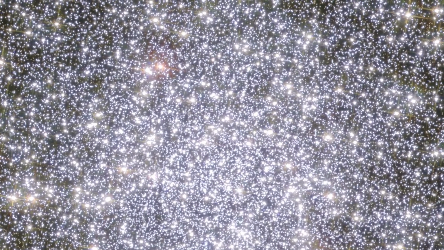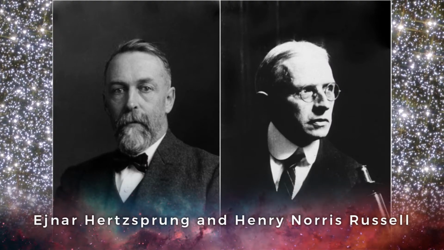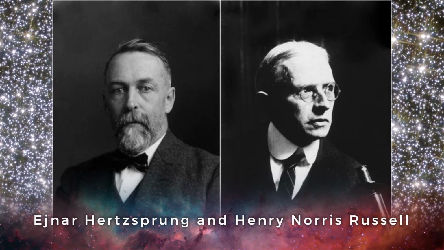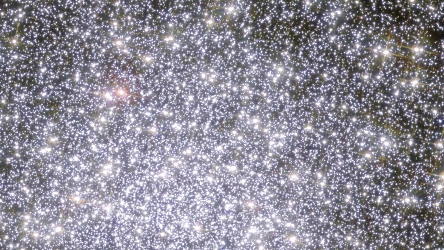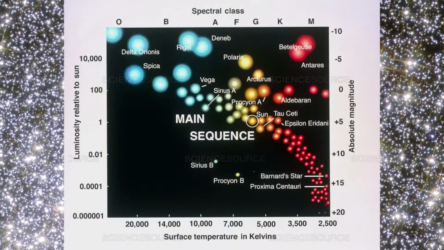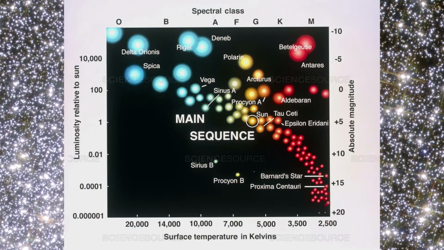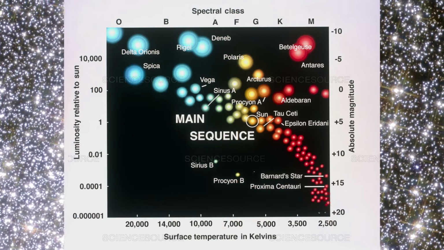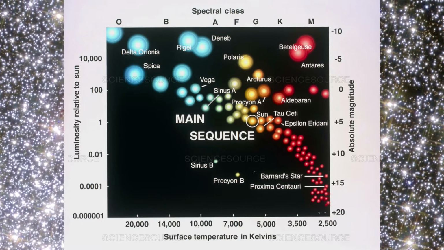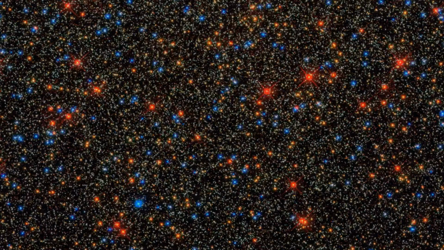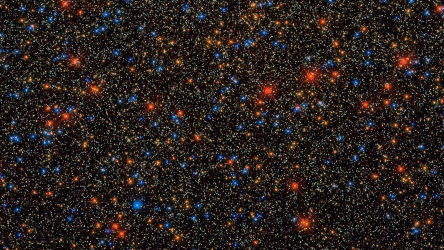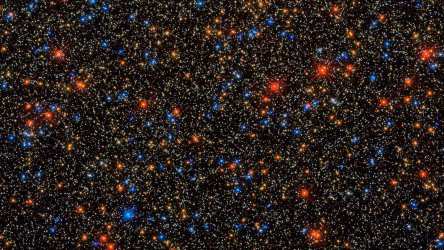The HR diagram, devised by Ejnar Hertzsprung and Henry Norris Russell, otherwise known as the Hertzsprung-Russell diagram, simply puts all this information into a graphical format. And whilst it can be confusing at first, it's actually quite easy to understand when you understand where the information comes from, which I hope you do now.